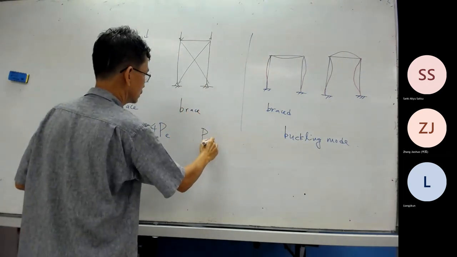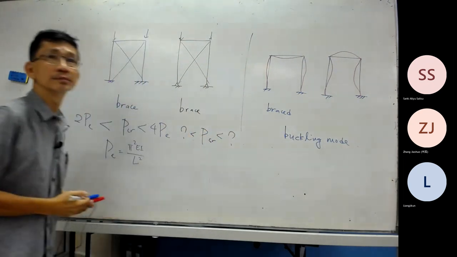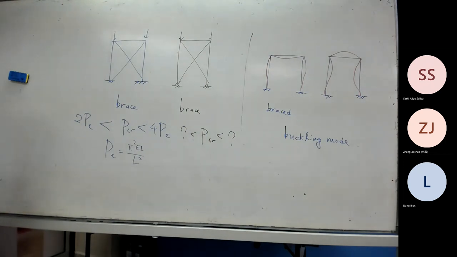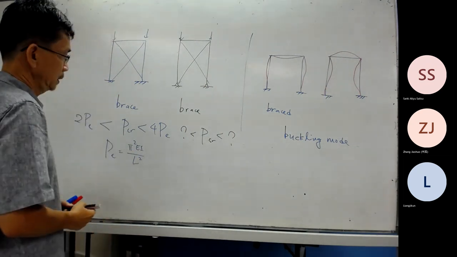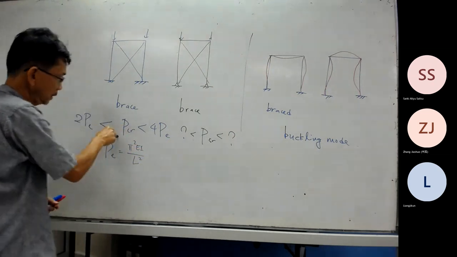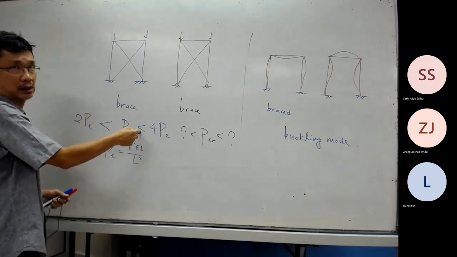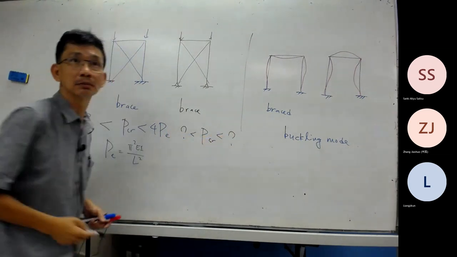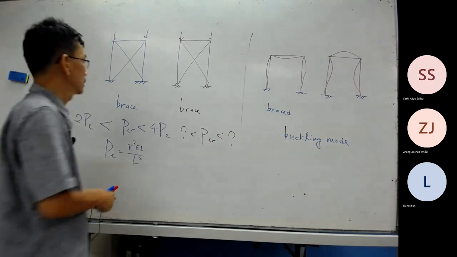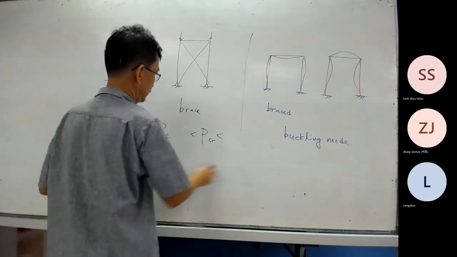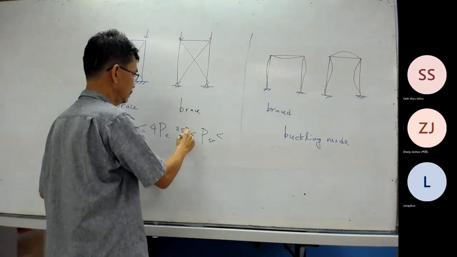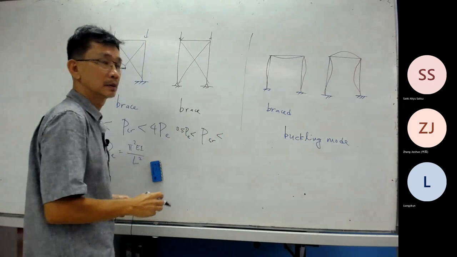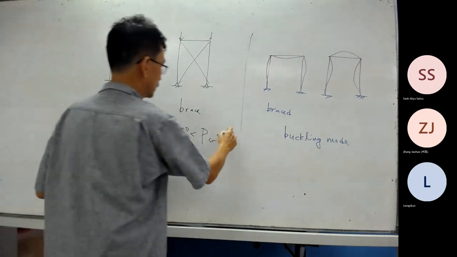Now, can you guess what is this and what is this? The range. Which one? Here, for here, fix, greater than this, less than this. But for this, greater than what, less than what? Greater than 0.5 P Euler. Here, one, like this.